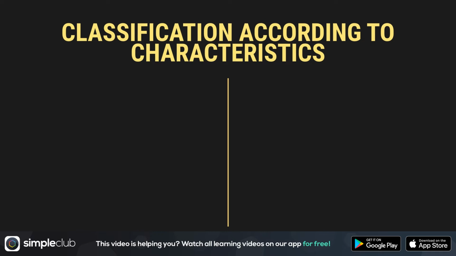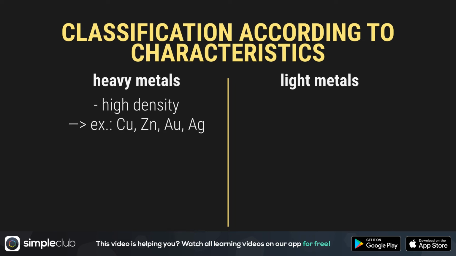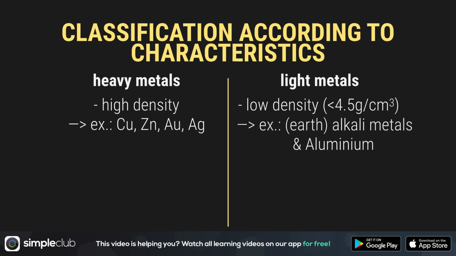First, we can differentiate them by the density of the metal. The density of a metal can be divided into either heavy or light. Heavy metals have high density. Examples of heavy metals include copper, zinc, gold, and silver. If the density is less than 4.5 per cubic centimeters, it is a light metal. Light metals include alkali, alkaline earth metals, and aluminium.